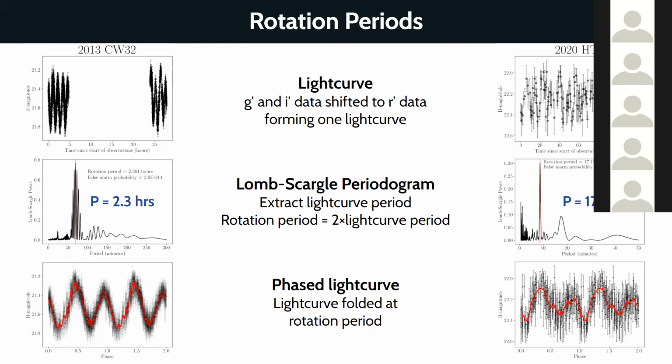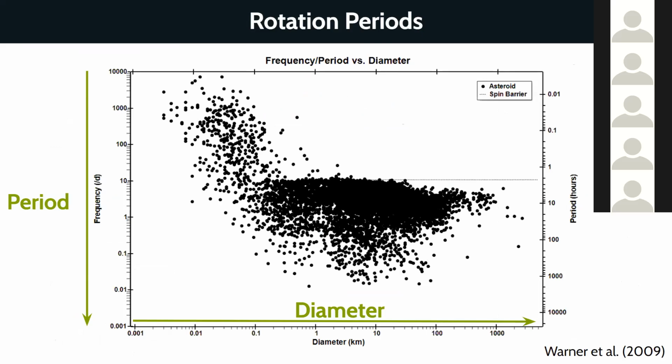What I then did was compare the rotation periods that I got to the rotation periods of known asteroids, which is shown in this figure from Warner et al., which is basically the diameter against the period or the frequency of many different near-Earth asteroids and main-belt asteroids. A notable feature here is called the 2.2-hour spin barrier, which comes from the assumption that most asteroids are rubble piles, and if they spin faster than 2.2 hours, they will fly apart.